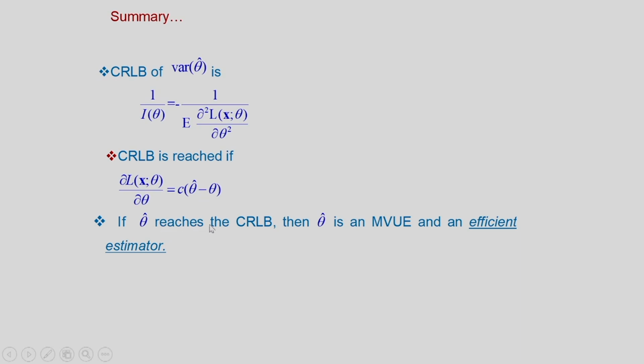If theta hat reaches CRLB, then theta hat is an MVUE. So, that is very important. Our search was for an MVUE, and if theta hat reaches the Cramer-Rao lower bound, then it is an MVUE, and therefore it will be an efficient estimator.